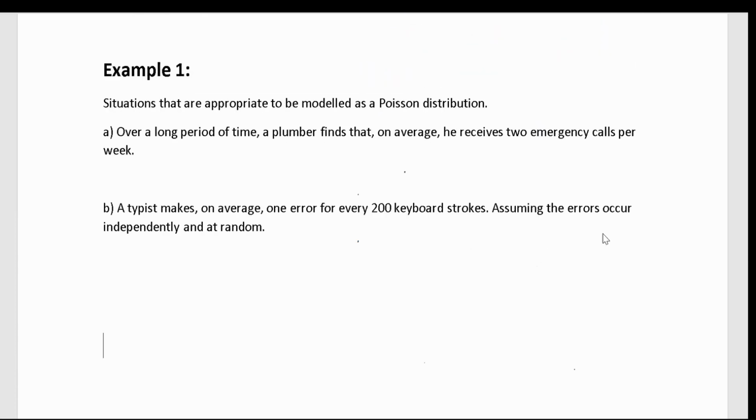Example 1. Situations that are appropriate to be modeled as a Poisson distribution. A. Over a long period of time, a plumber finds that on average, he receives 2 emergency calls per week. First thing, we look at the random variable. We define the random variable X as the number of emergency calls per week.